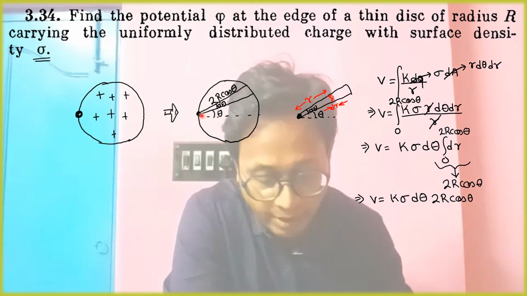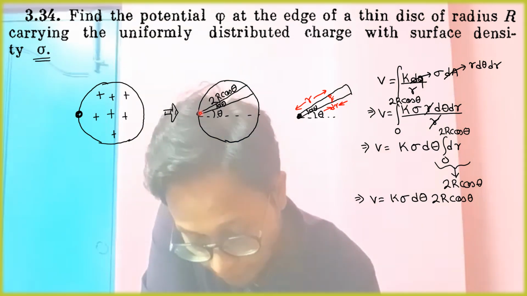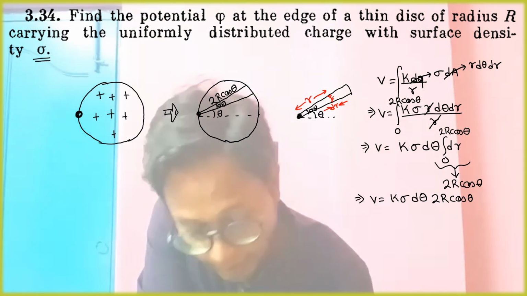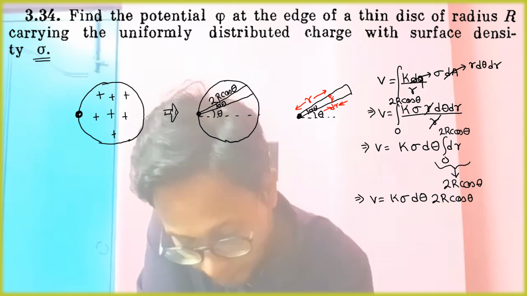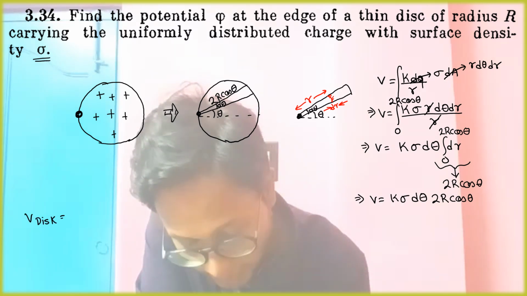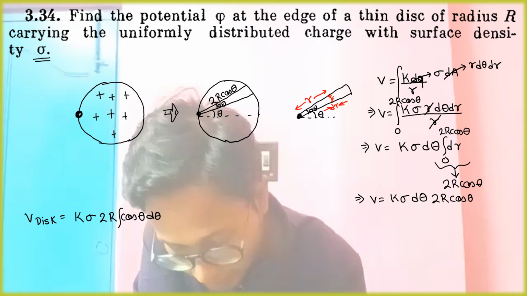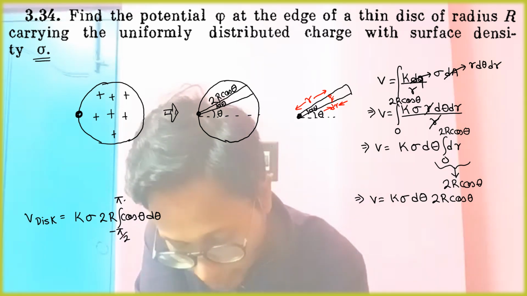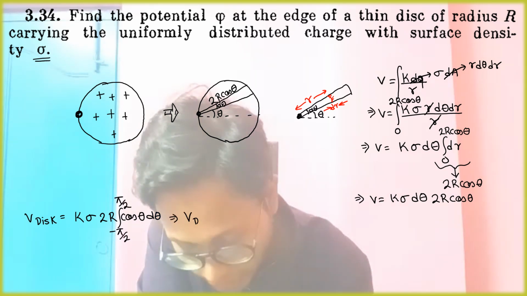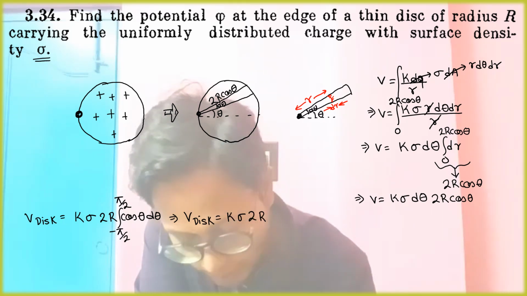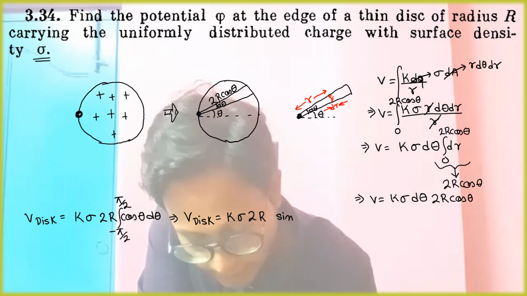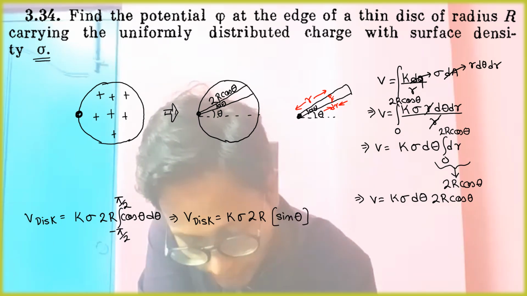Fair and fine. Now I have to integrate all the strips from minus pi by 2 to plus pi by 2. So the potential due to the disk is nothing but the integral of k sigma 2r cos theta d theta, from minus pi by 2 to pi by 2. Or the potential of the disk is nothing but k sigma 2r times the integration of cos theta, which is sin theta from minus pi by 2 to pi by 2.